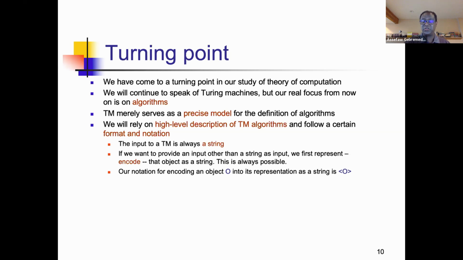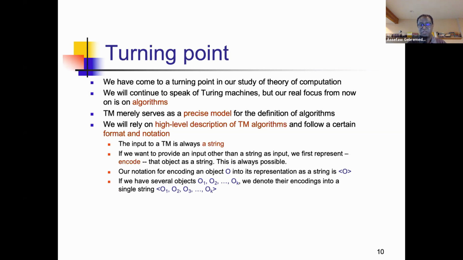And the notation to show that for that particular object formulated as a string will be to use this notation. Maybe there is one question that probably would come right into your mind, which is to say, what if I have multiple objects? We can have multiple objects that are inputs to our algorithm, and we could denote their encodings into a single string by just listing them. So if I had k objects, O1 through Ok, I can have an encoding that is a single string made up of all of these O's, one next to one another.